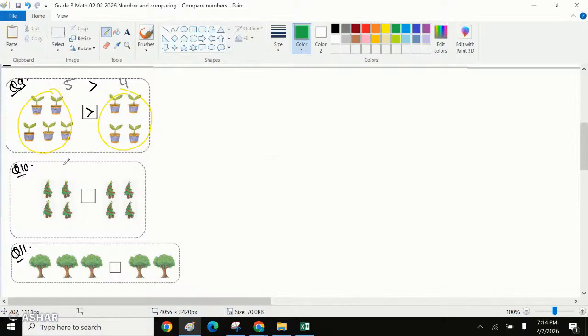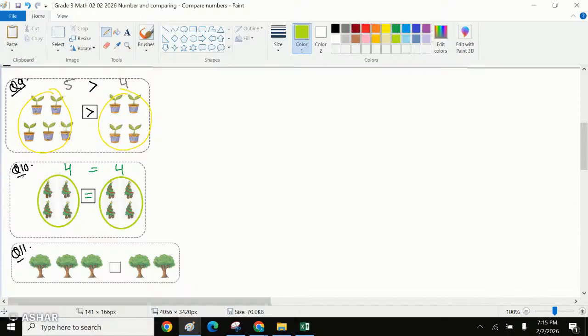There are 4 trees on the left side. There are 4 trees on the right side. That means none of them are greater because they have an equal number of trees. That's why we put an equal sign, because these numbers of trees were exactly the same. Yes, May. 5 is greater than 4, or someone else can say 4 is less than 5. It would be exactly the same thing.